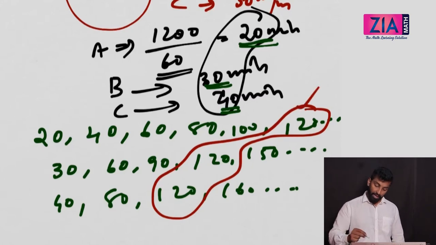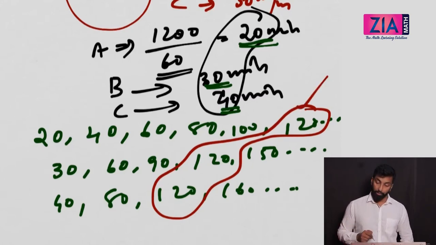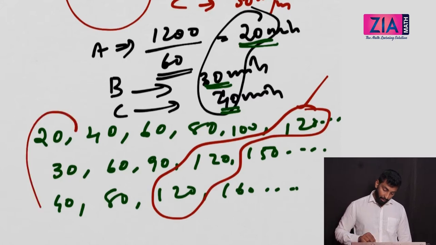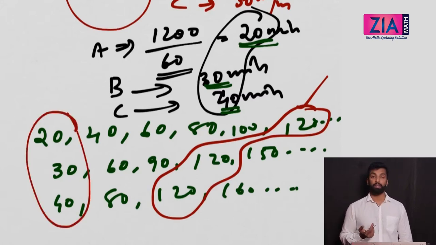So what is the speciality of 120? 120 is a common multiple of all the three. Or I can put it in this way, 120 is divisible by 20, 30 as well as 40. So 120 is the LCM of 20, 30, 40. So here you need to find out the LCM.